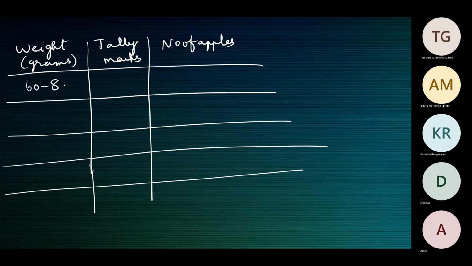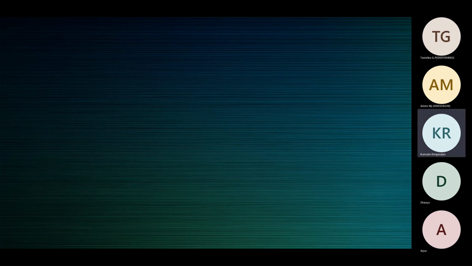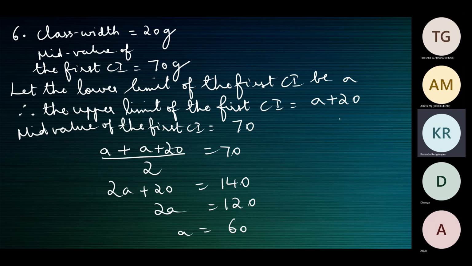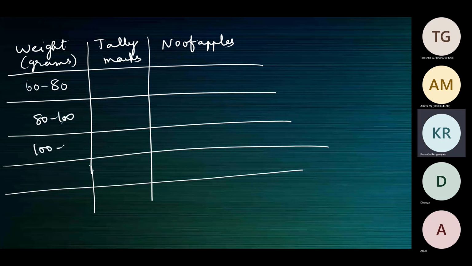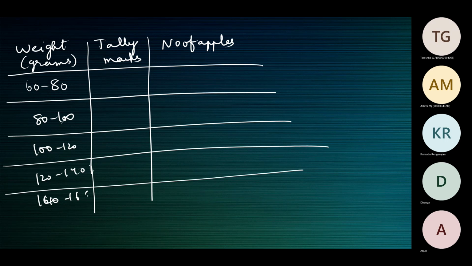60 to 80, because A is the lower limit, right? So A is 60 and the upper limit is A plus 20. So 60 plus 20, 80. A is the lower limit and A plus 20 is the upper limit. So 60 to 80. So what will be the next class interval? 80 to 100, ma'am. 80 to 100. Then 100 to 120, 120 to 140, 140 to 160. So you must go on.